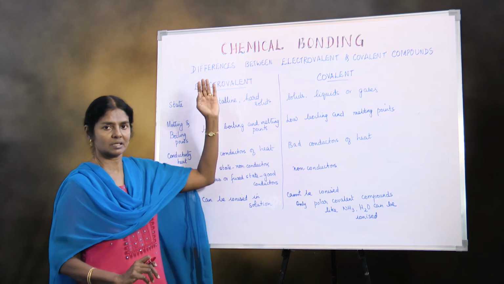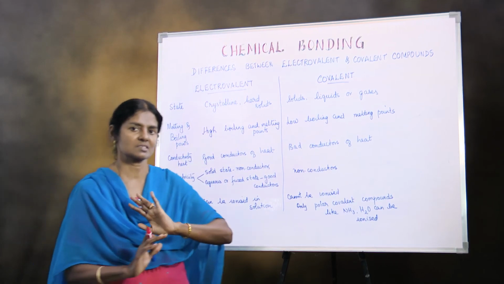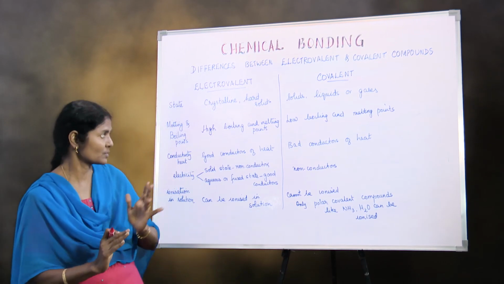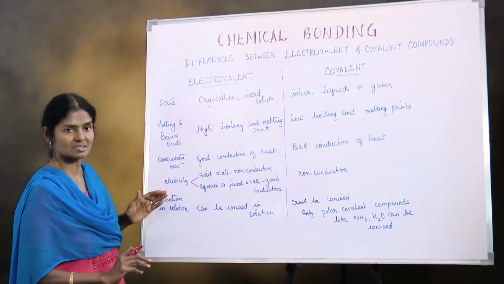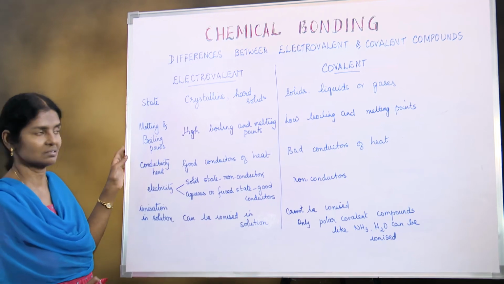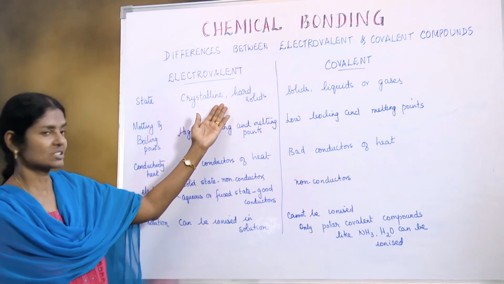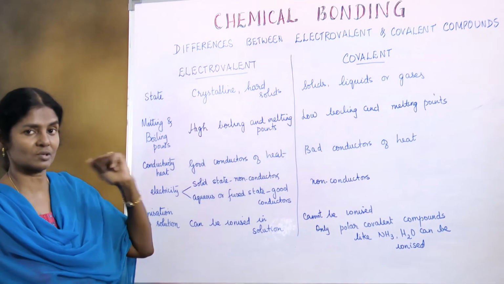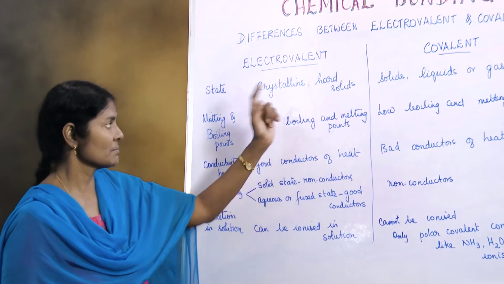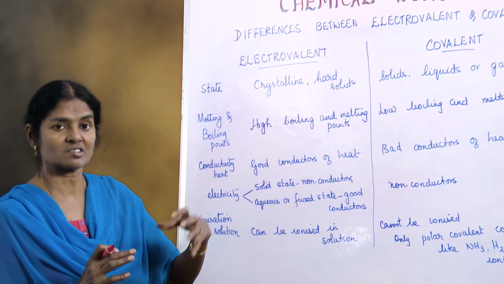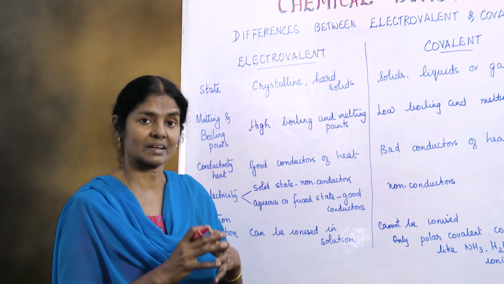Okay, the last part of the bonding: we have seen covalent, we have seen electrovalent. Let us see the differences based on these topics. The first one being the state. Okay, all electrovalent compounds are crystalline and hard solids. Why are they hard solids? Why are they crystalline? Mainly because they are bonded by strong electrostatic forces of attraction.